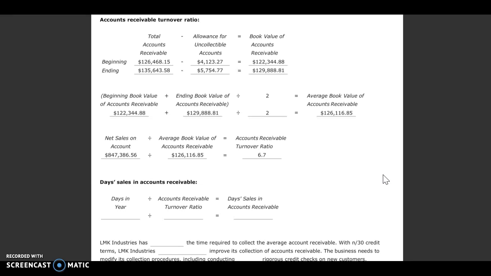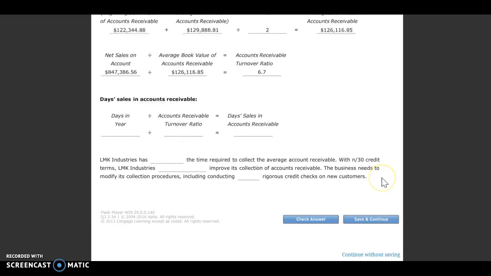All right, so direction number 2 says we're going to calculate the days sales in accounts receivable. So again, they've kind of set this up for us. So days in a year, 365. The accounts receivable turnover ratio, which we figured out up above, so 6.7. And then days sales in accounts receivable, we're going to simply divide those two numbers. So 365 divided by 6.7, that gives us 54. So we'll just round that to 54.